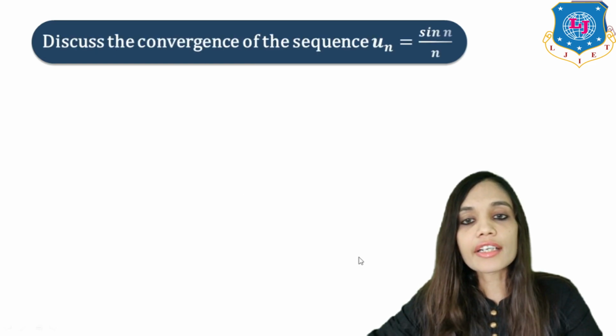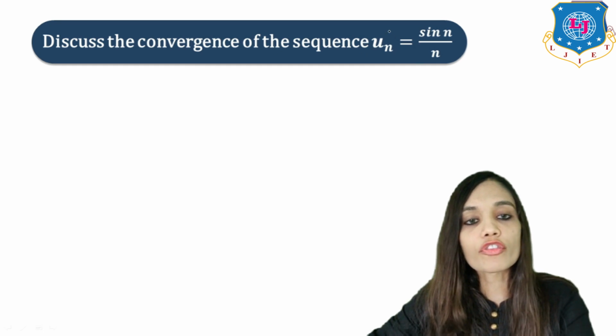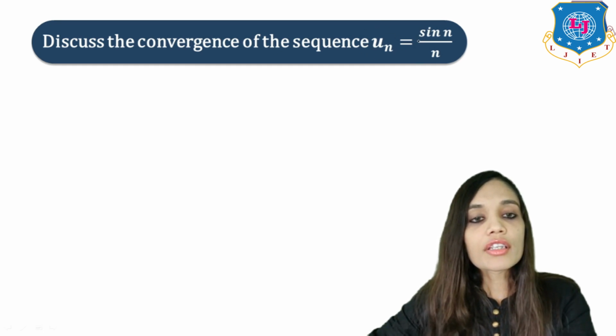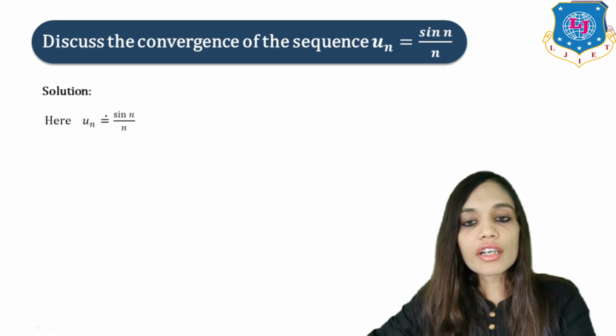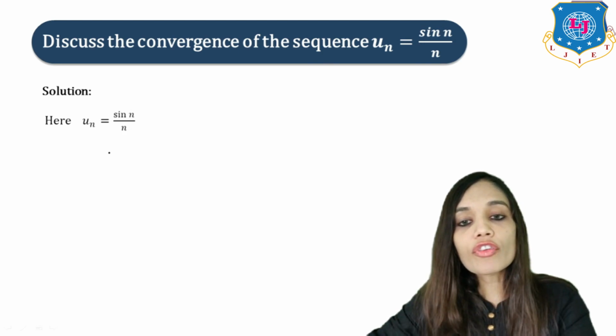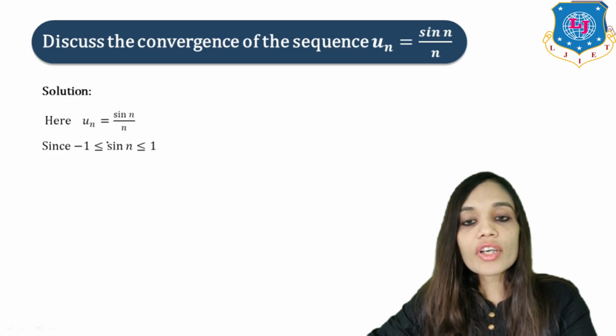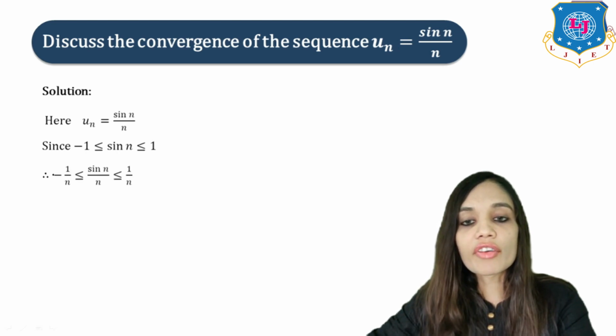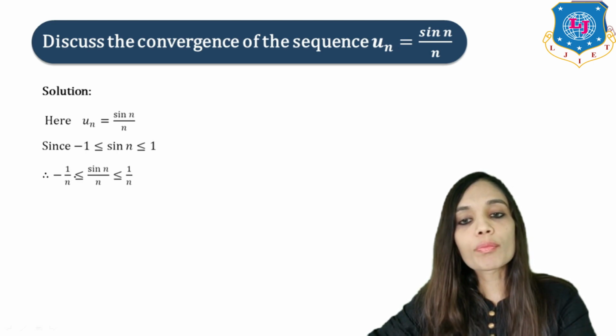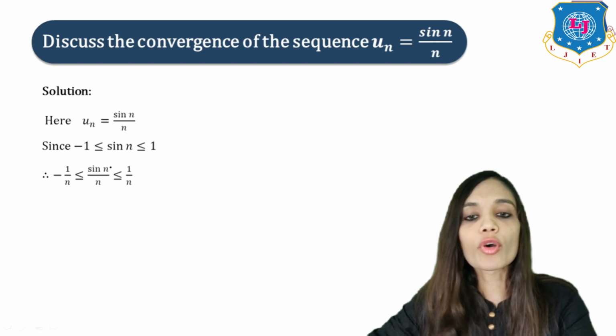Okay. Next, let us discuss the convergence of sequence un is equal to sin n upon n. So let us begin with its solution. Here un is equal to sin n upon n. Now we know that minus 1 less or equal to sin n less or equal to 1. Now we will divide this by n. So on dividing you will get minus 1 upon n less or equal to sin n upon n less or equal to 1 upon n.